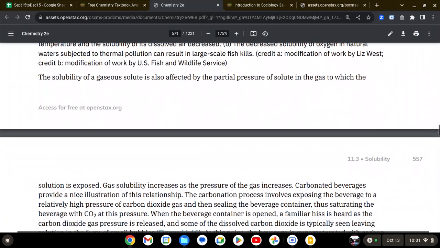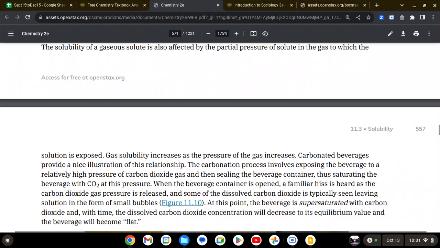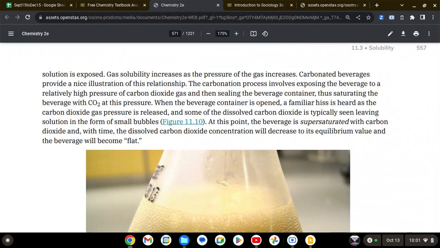The solubility of a gaseous solute is also affected by the partial pressure of the solute gas in the gas to which the solution is exposed. Gas solubility increases as the pressure of the gas increases. Carbonated beverages provide a nice illustration of this relationship. The carbonation process involves exposing the beverage to a relatively high pressure of carbon dioxide gas and then sealing the beverage container, thus saturating the beverage with CO2 at this pressure.